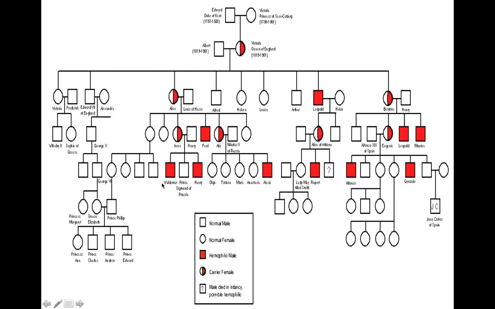Rupert, Valdemar, Henry, Fred, Leopold, Gonzalo, all of those people are hemophilic males because they have only one X gene that isn't covered up. And so if they only have that one X gene that's defective, that's what they get, and that's what they're going to express.